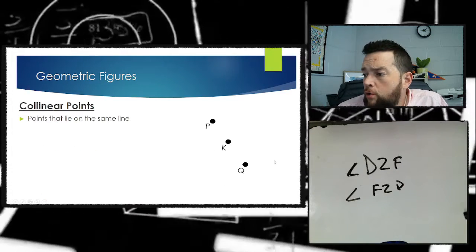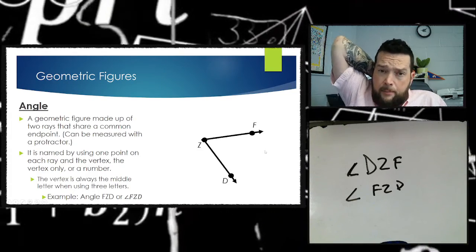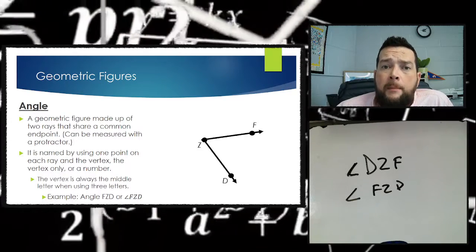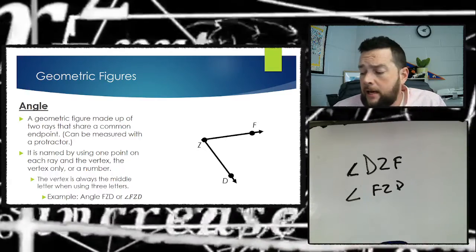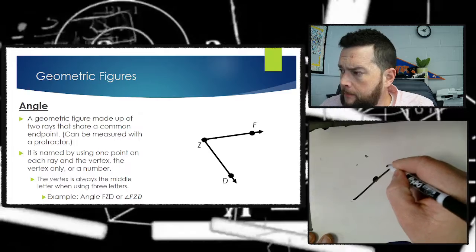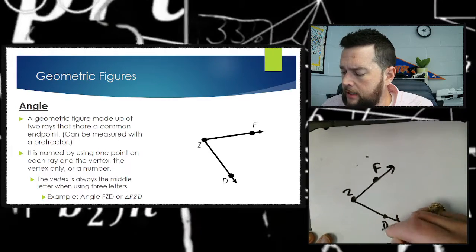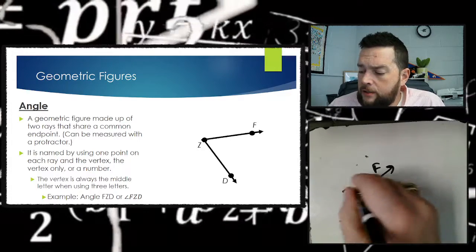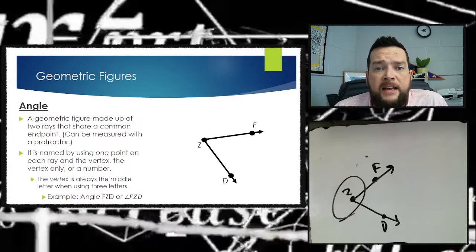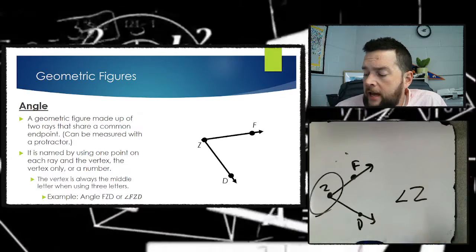Angles can also be named, and I don't have this on my PowerPoint slide, by just using a single letter on the outside. Like this right here, you've got F, let's call that Z, and this one was D. You could call this just angle Z, because that's the vertex. That's the endpoint of both of the rays, so you could call this angle Z.